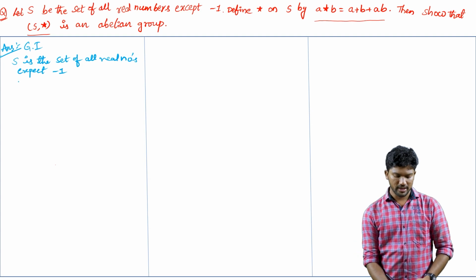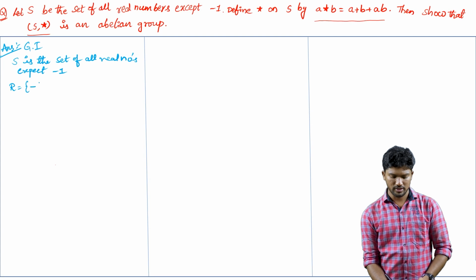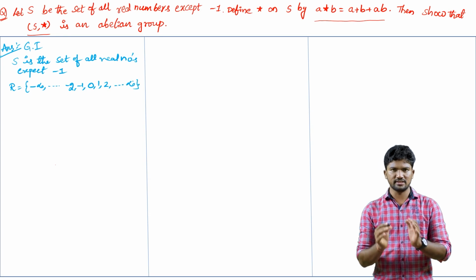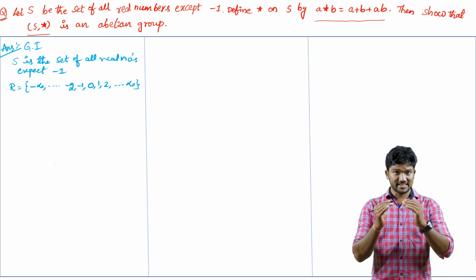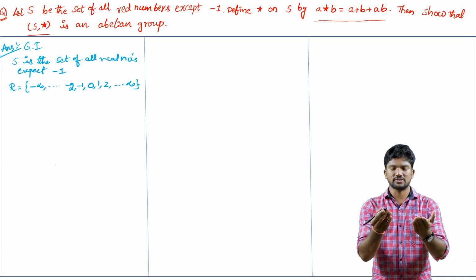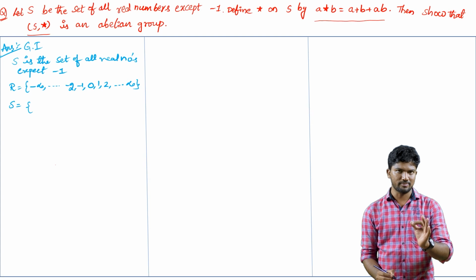You know very well, capital R is commonly denoted as real numbers. Capital R is equal to minus infinity up to so on, -2, -1, 0, 1, 2 up to so on, plus infinity. This is the set of real numbers. Now in this problem, what is he asking? Set of real numbers except -1. So we are writing that set as capital S.